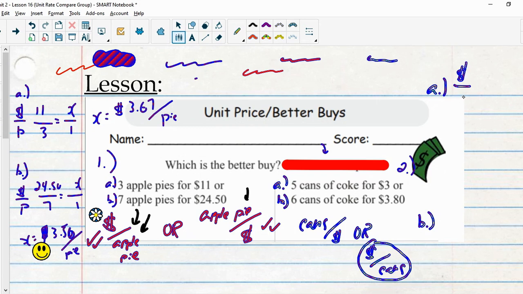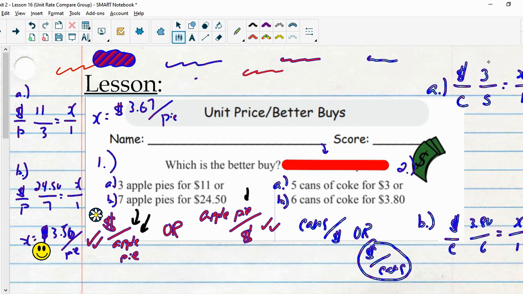So it's dollars per can. Dollars per can. All right. Now let's set it up. So $3 for 5 cans. How much for 1 can? And this next one is $3.80 for 6 cans. How much for 1 can?